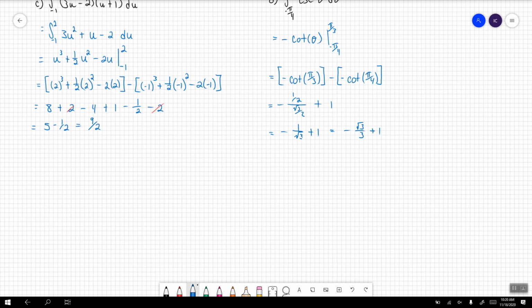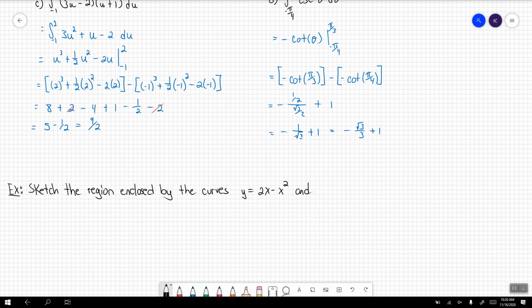Now, let's look at one more problem. Let's say that we were given a problem like this, where we want to sketch the region enclosed by the curves y is equal to 2x minus x squared and y is equal to 0, and find its area.